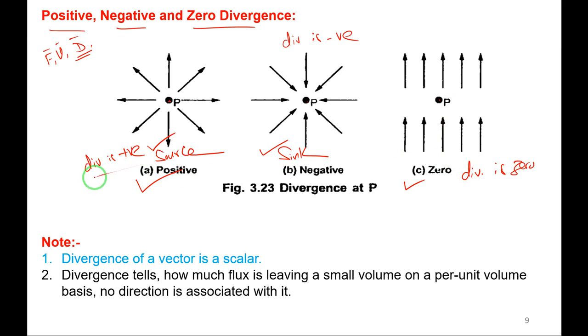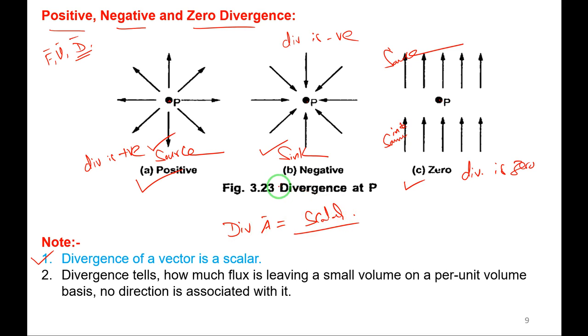So for a source, the divergence is positive. For a sink, the divergence is negative. And with source and sink both, there is a source here and a sink there. Sorry, this is the sink and this is the source. So hence the divergence at this point P is 0. And please note, the divergence of a vector quantity is always a scalar. If I find the divergence of a vector, it is always a scalar quantity. The divergence of vector A will give me a scalar quantity if I calculate.